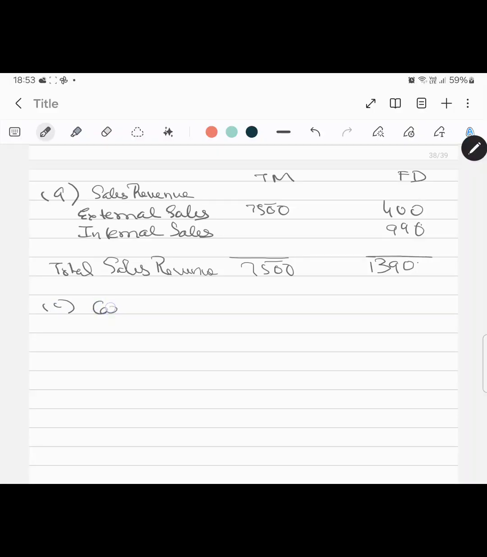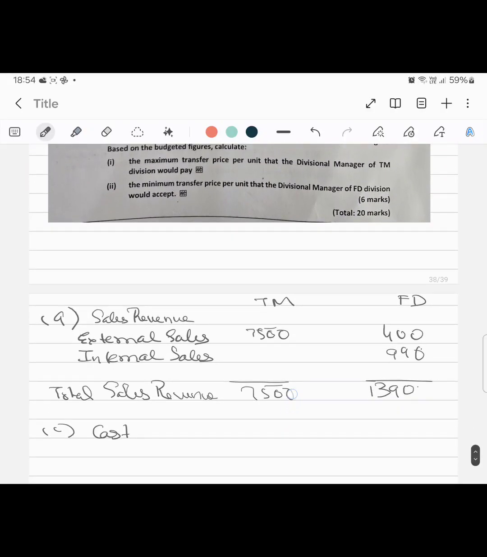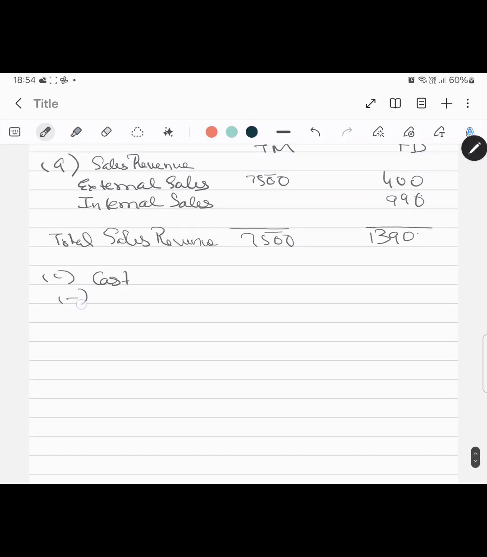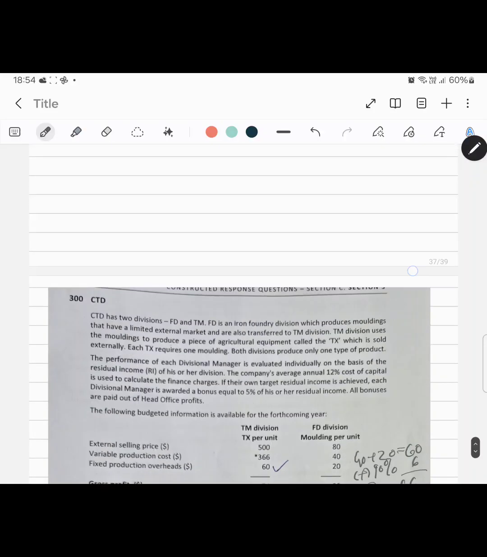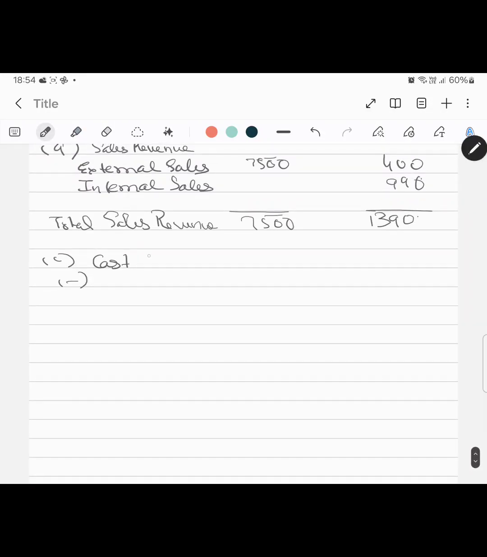Now comes my cost. Cost is what? Variable cost of production 366. 366 includes the purchases made from FD. So 366 into 15,000, so it will be 5,490. What will I term it as? Purchase cost or production cost? I will call it variable production cost. So this is the variable cost, right?